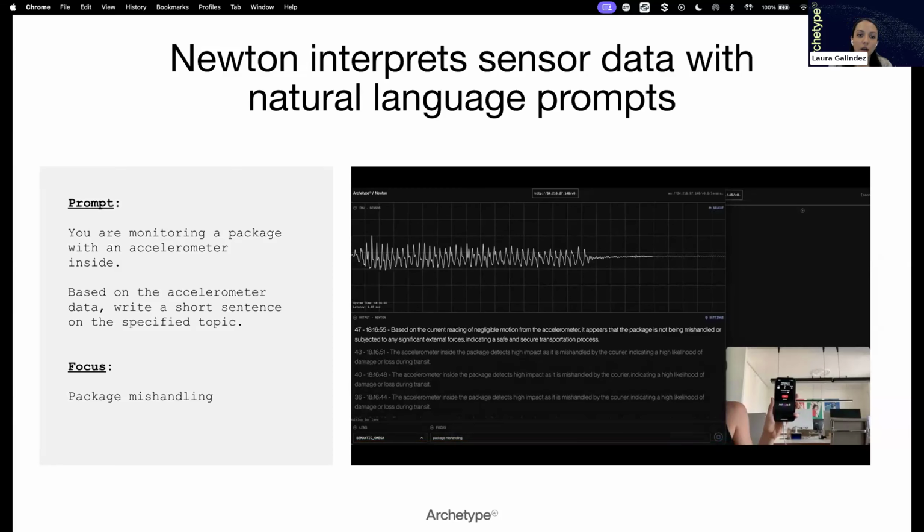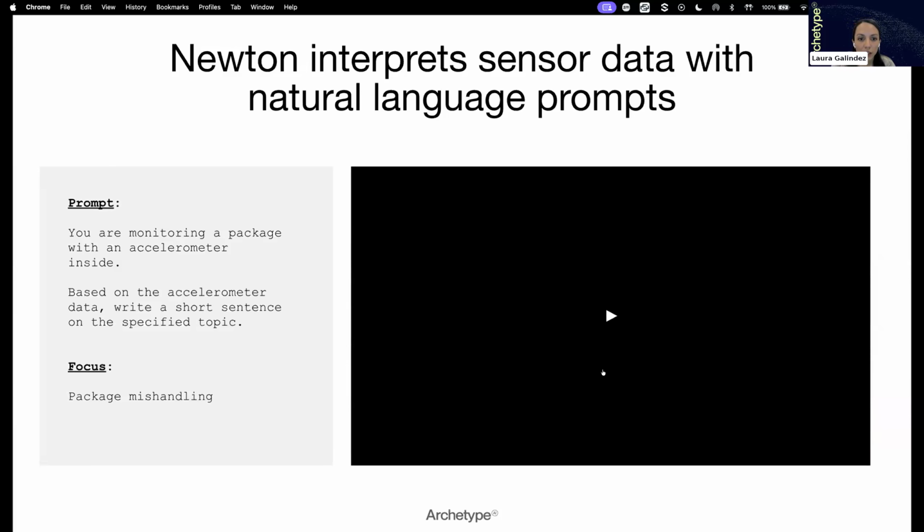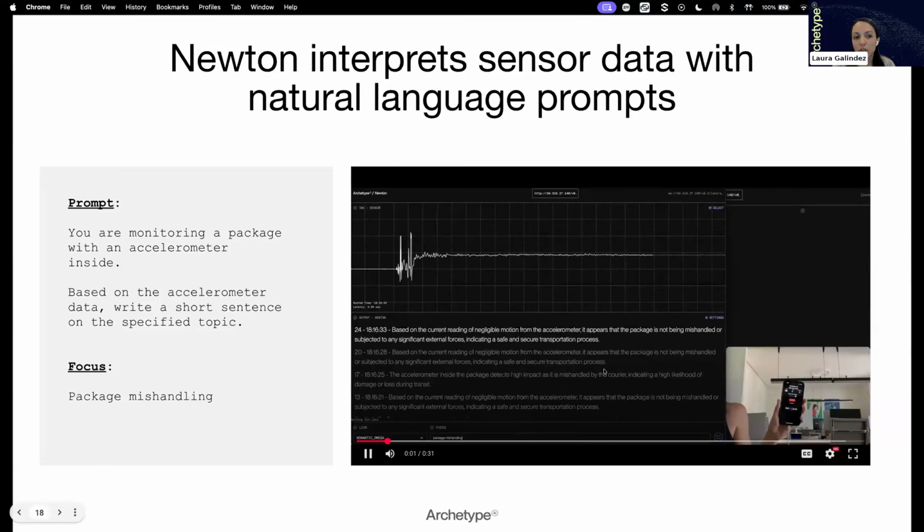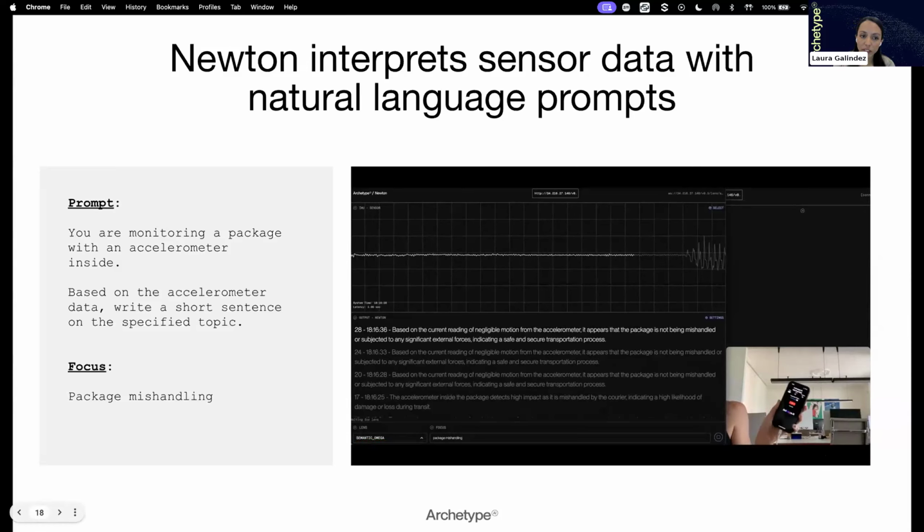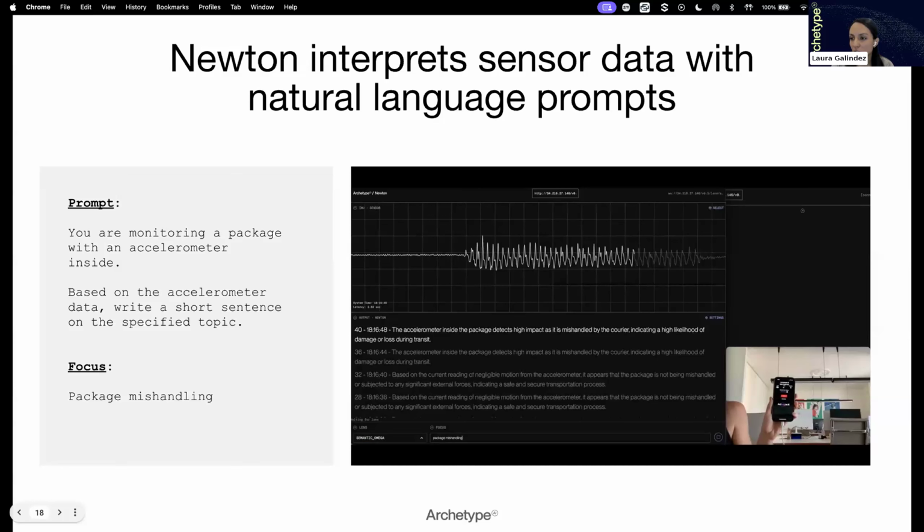So it's really interesting to see how Newton seamlessly integrates the accelerometer motion signatures with the natural language prompt and context to generate useful insights on the fly. And in this example in particular, we wish to obtain information about package mishandling. But we can request very different insights in a very seamless way, simply by asking the model to focus on something else. For example, is the package now in transit? Is the package stationary, or whatever other insights we want to derive from this?